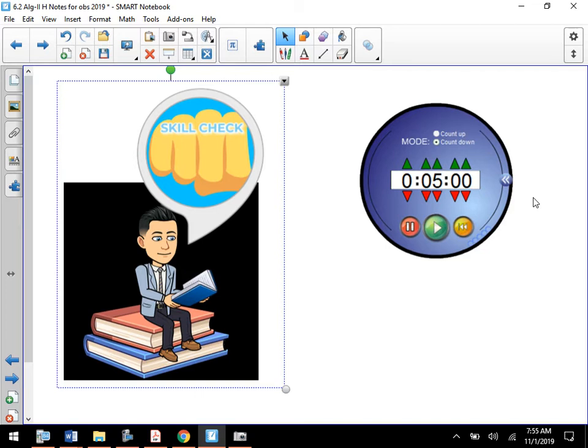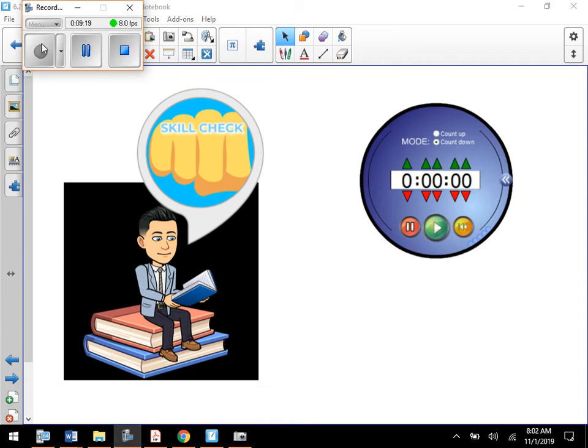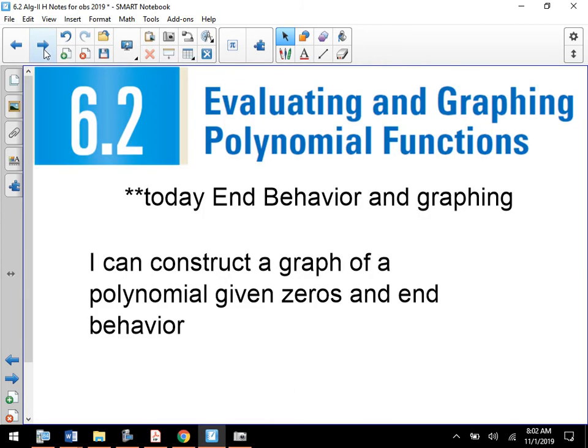5 minutes. Let's go. Let's finish this by 8. So where does this get us to go? What's going to happen here is that we're going to start talking about the end behavior via the graphs. Okay. As of right now, you guys know how to find zeros. You know how to plot zeros. We just don't know what these graphs look like.